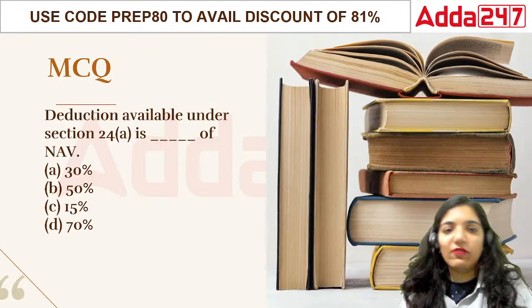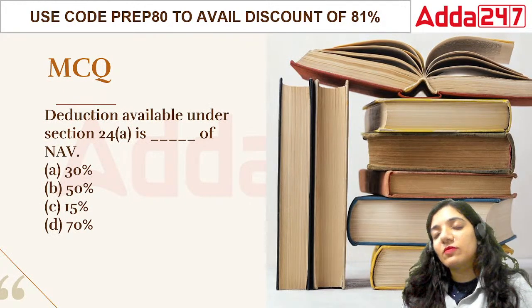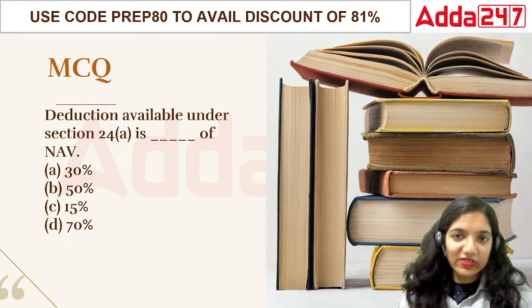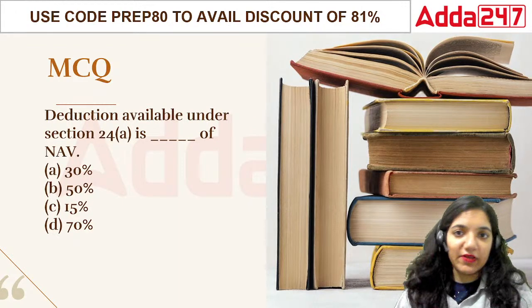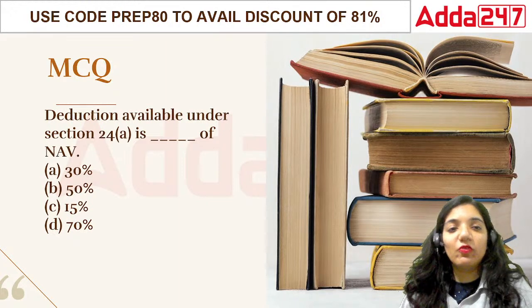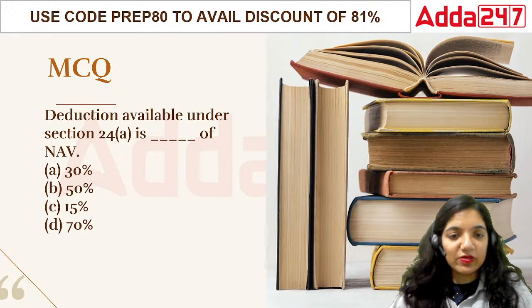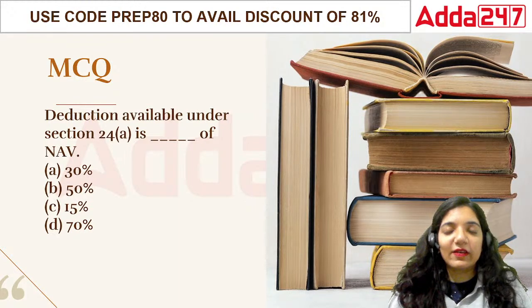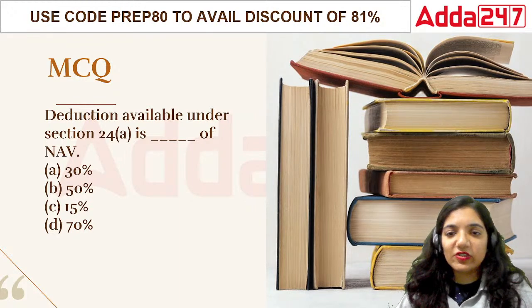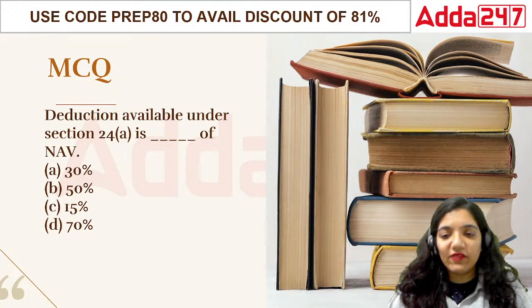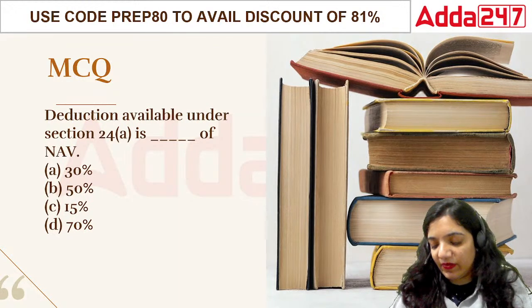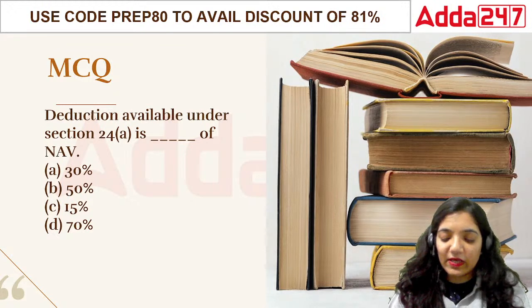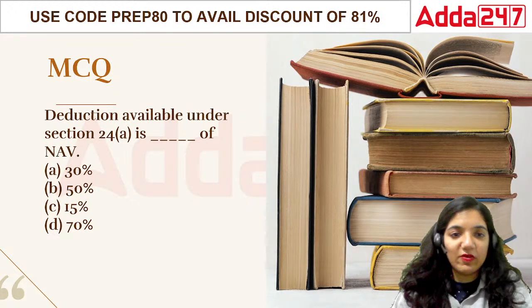A few questions of the module D. Module D consists of income tax, goods and service tax, and costing. That means everything in this area is quite different from that of the other areas, है ना? When we are looking forward to module D altogether, the first chapter in it is Income Tax Act 1961. So here comes the first question, everyone. It says deduction available under section 24A is dash of NAV. Now this is a specific question which relates to the area of Income Tax Act 1961.